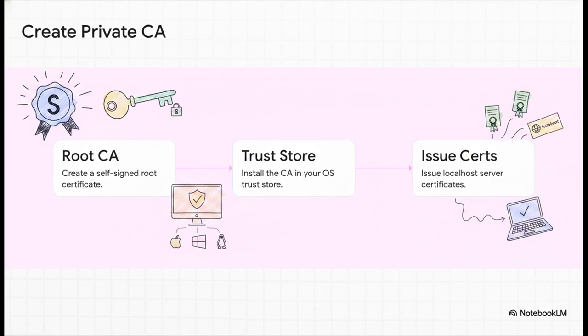Then step 3, whenever you need a certificate for local dev, say for a local Spring Boot app you're spinning up, you just generate a CSR and have your new personal CA sign it. Because your computer fundamentally trusts the CA, it automatically and silently trusts all the localhost certificates it issues. It is such a brilliant zero-hack workflow.